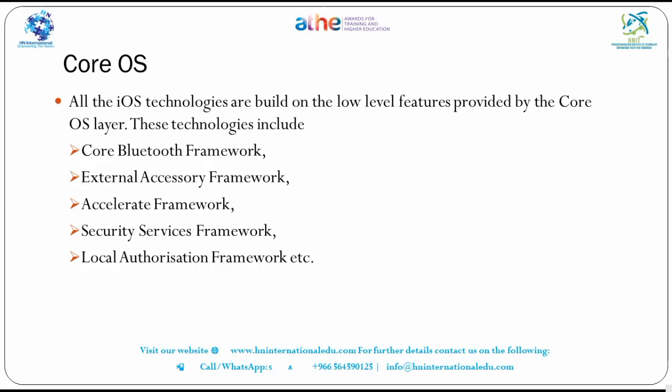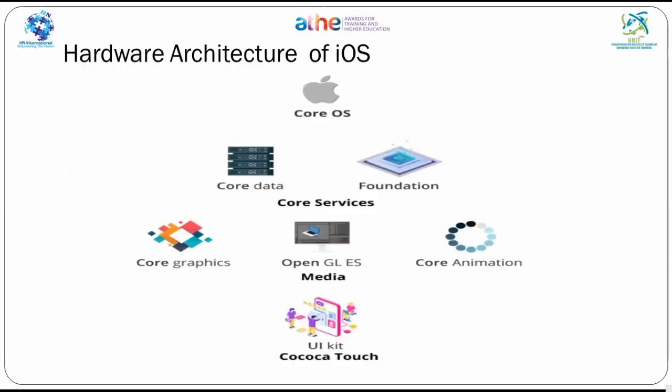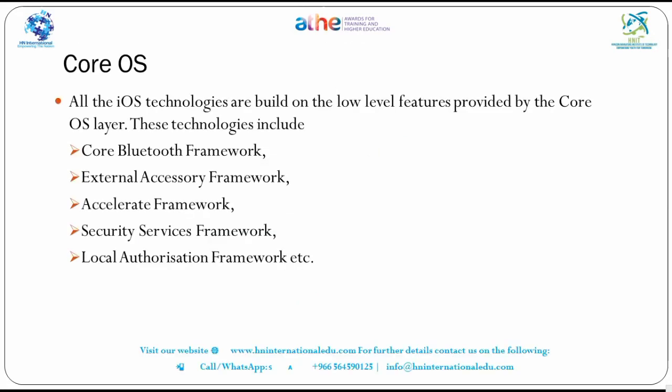Okay, next we have the core operating system. We will discuss all these layers one by one. First of all, we have the core operating system. All the iOS technologies are built on the low-level features provided by the core operating system layer. These technologies include the core Bluetooth framework, external accessory framework, accelerate framework, security services framework, and local authentication framework. These are different frameworks. When we develop applications, we use these frameworks to enable different functions and features in our mobile applications.